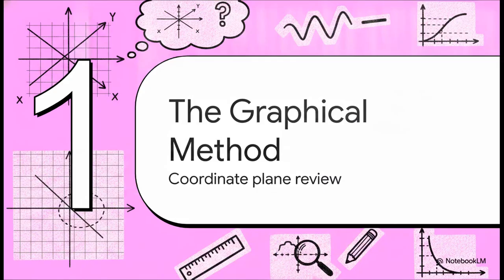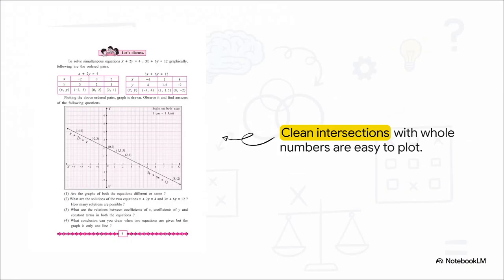Right, let's dive straight into Section 1, the graphical method, where we will be reviewing the coordinate plane. Take a close look at this graph. You know, it's incredibly satisfying when our intersection points for x and y land on perfectly neat whole numbers, isn't it? Points like (2, 1), or (-4, 4). When the numbers align perfectly like this, solving equations visually is just a breeze.